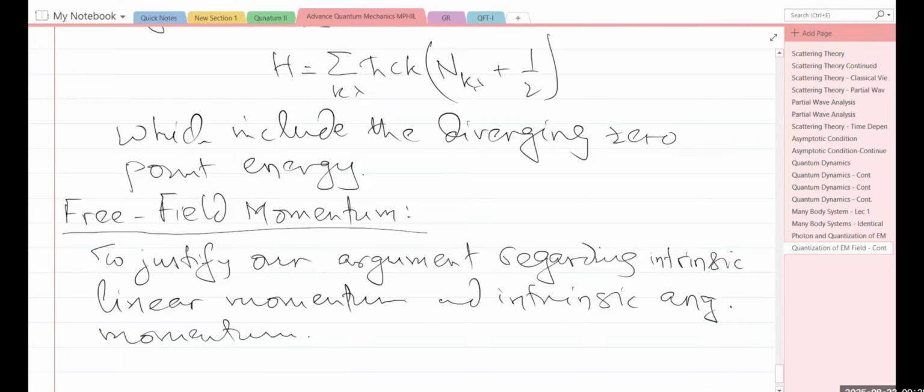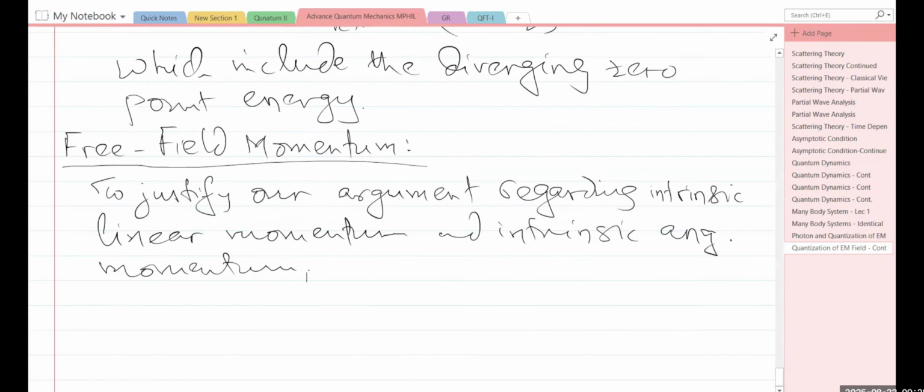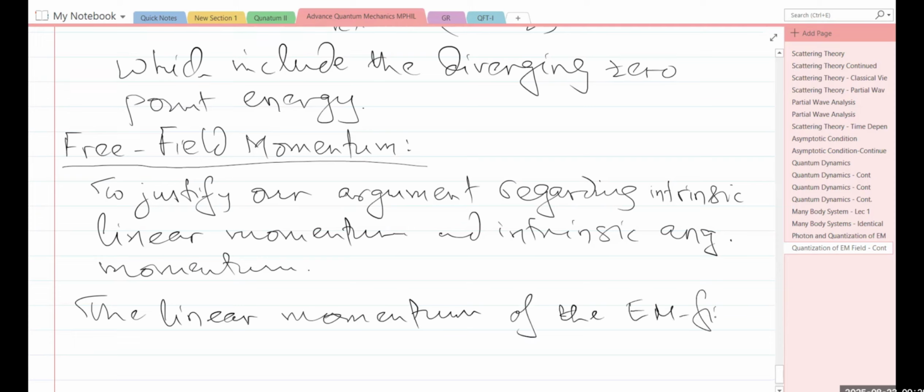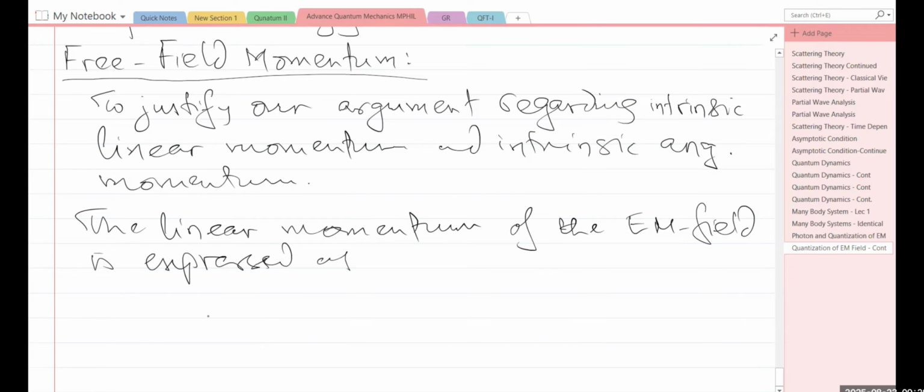So let's start with the linear momentum of an electromagnetic field. और हम उसको, let's say we represent it with some symbol. Let's say we represent it by capital G. So the linear momentum of the EM field, which is free, is expressed as कैसे? We can write it as, let's say we use the symbol G for the linear, और angular momentum को किसी और से represent करेंगे.